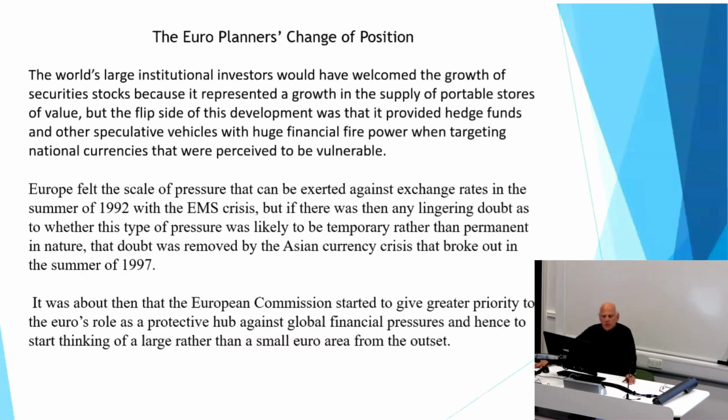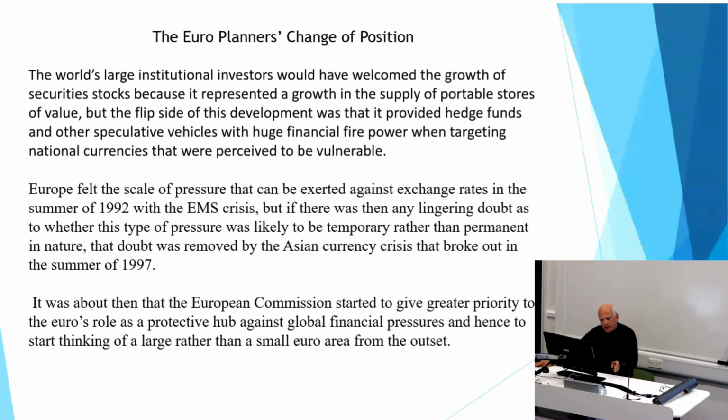Now, the world's large institutional investors would have welcomed the growth of security stocks because it represented a growth in the supply of portable stores of value. But the flip side of this development was that it provided hedge funds and other speculative vehicles with huge financial firepower when targeting national currencies that were perceived to be vulnerable. Europe felt the scale of pressure that can be exerted against exchange rates in the summer of 1992 with the EMS crisis. But if there was then any lingering doubt as to whether this type of pressure was likely to be temporary rather than permanent in nature, that doubt was ruthlessly removed by the Asian currency crisis that broke out in the summer of 1997.